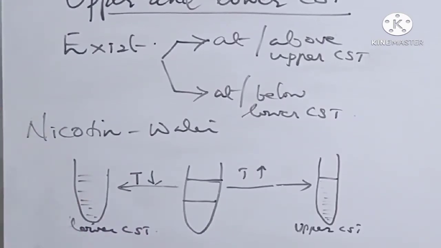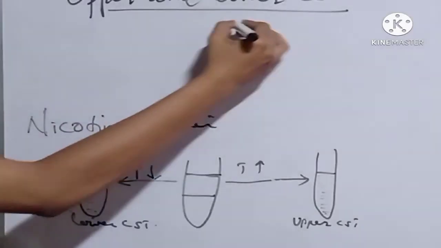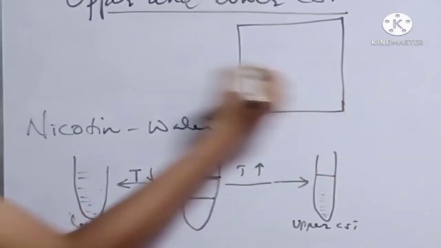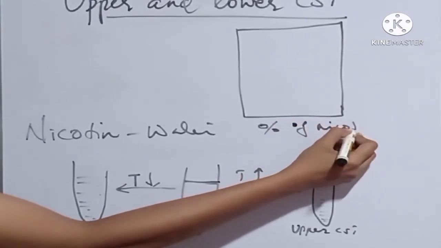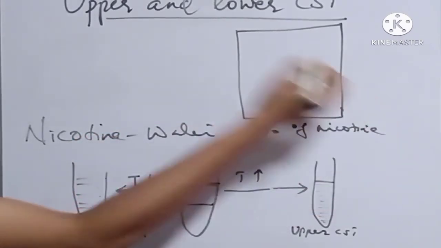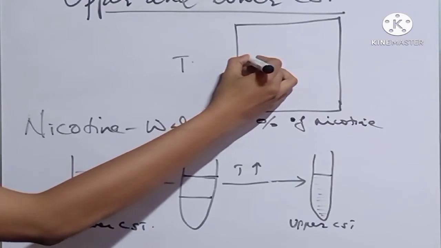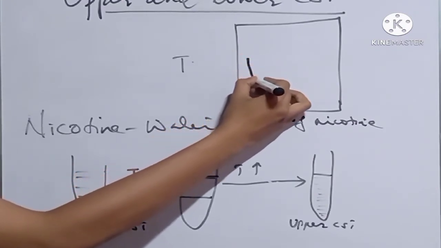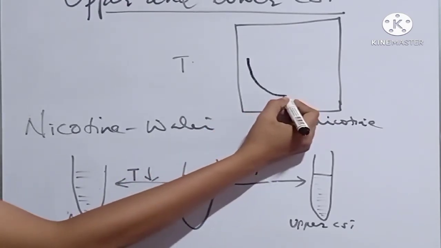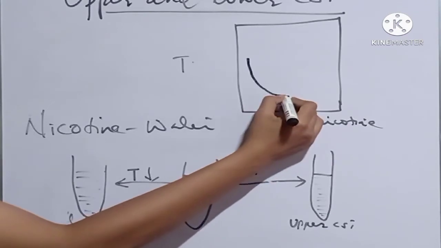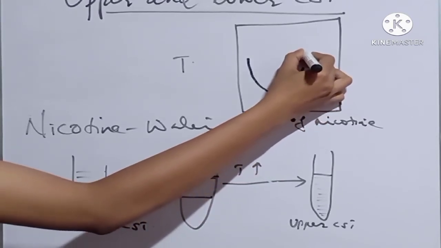So that means if we draw the miscibility temperature percentage composition curve, we'll get a graph like this. So the graph obtained will be a closed graph, that is, here percentage composition, percentage of nicotine, and here miscibility temperature. So first of all, it exists as a partially miscible liquid. Then if we lower the temperature, its miscibility increases, and at a particular temperature, that is at the lower CST value, this becomes miscible.